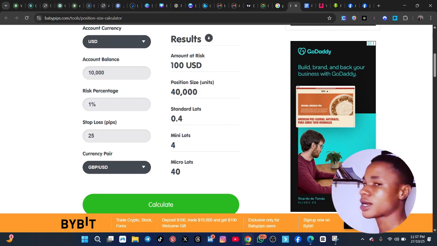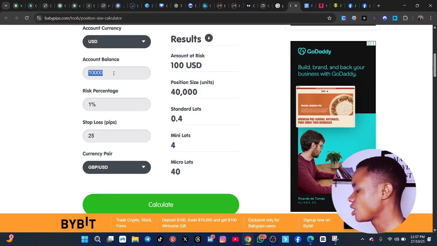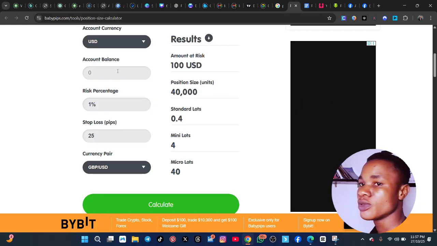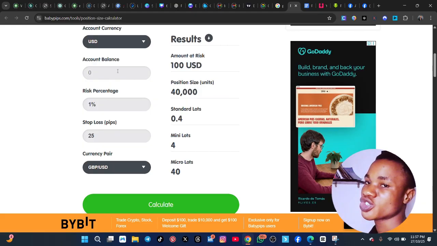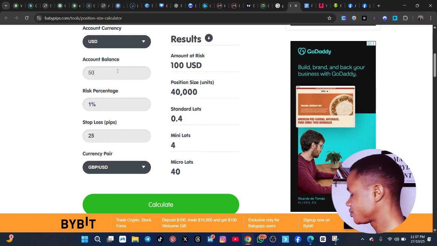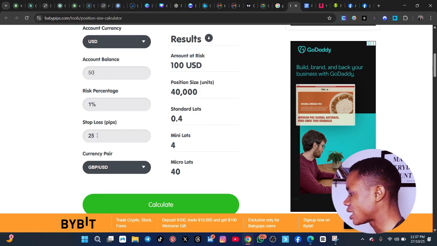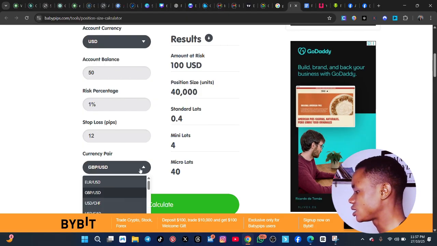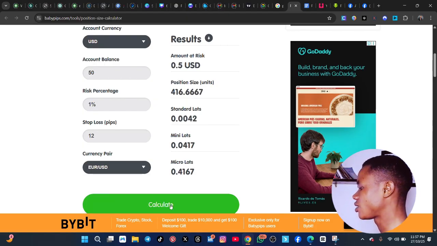All right, so now let's do the second example using this pip calculator. So let's say some of you may just be beginners and you want to try by starting with $50 or $100. Don't be ashamed of putting it here. All right, so let's do $50 for example, and then the risk percentage is 1, and if it's $50, I cannot lose up to 25 pips. So let me pick like 12, and then I choose EUR/USD and I click on calculate.